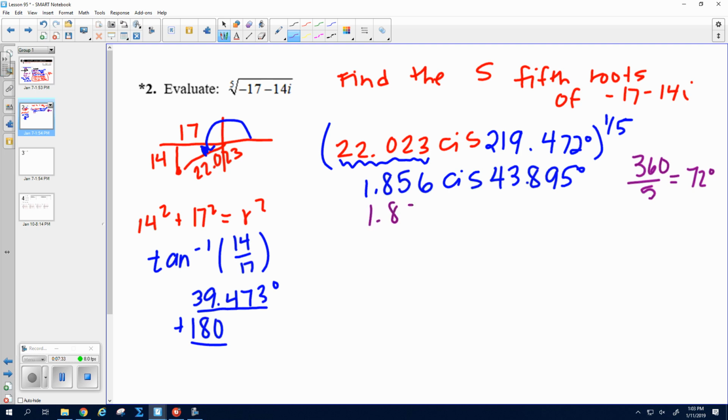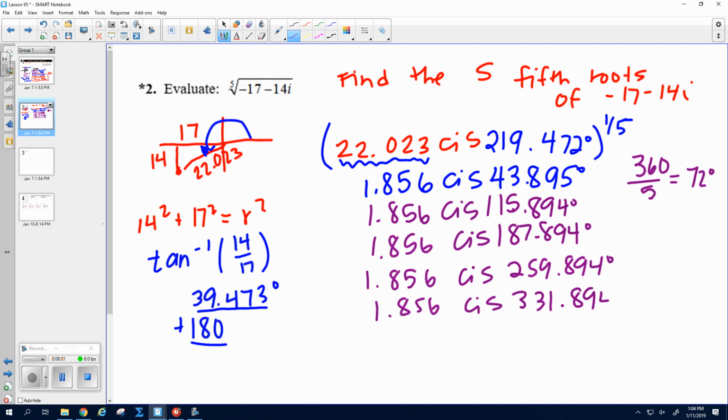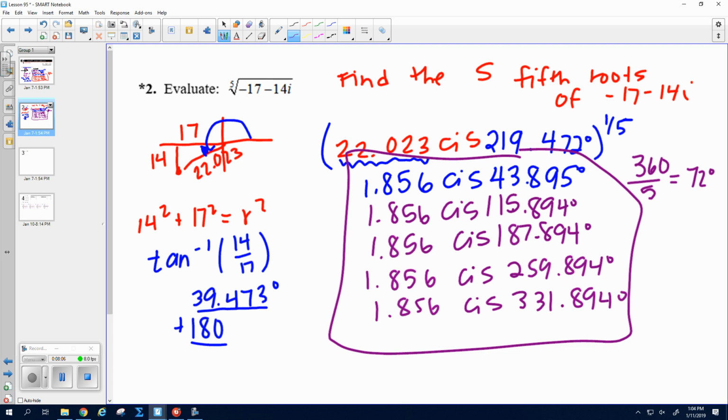So I have 1.856 cosine i sine, 115.8. And I get 1.856 cosine i sine, 187.894. Okay, so I added 72 every single time, and all those angle measures should be between 0 and 360.